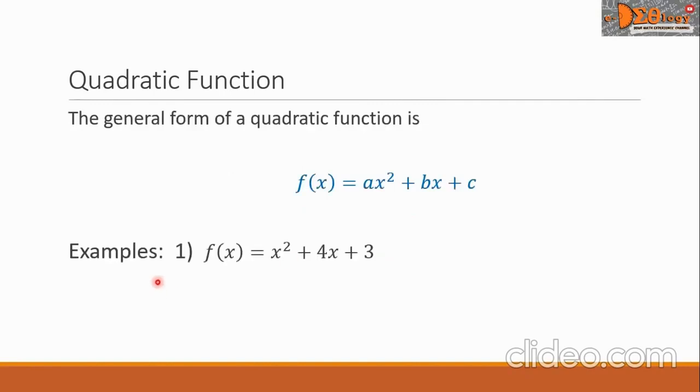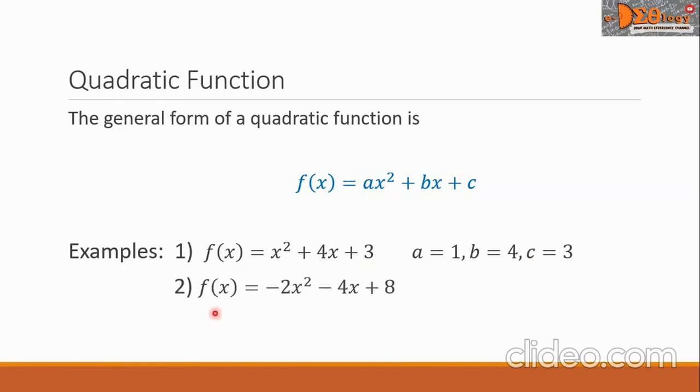Let's have examples. This is the first example. F of x equals x squared plus 4x plus 3. With regard to the general form, we can collect the values of a, b, and c respectively for the given function. So in here, the a is 1, that is the coefficient of x squared. The b is 4, and the c is 3.